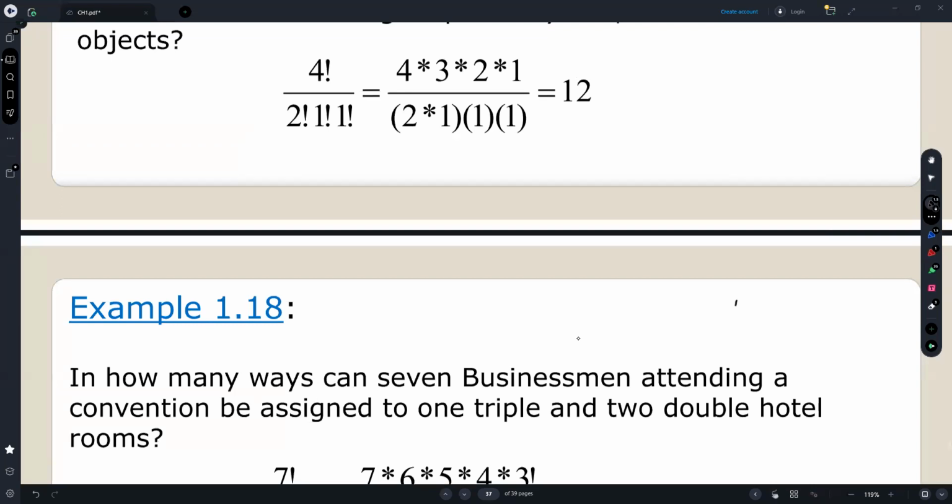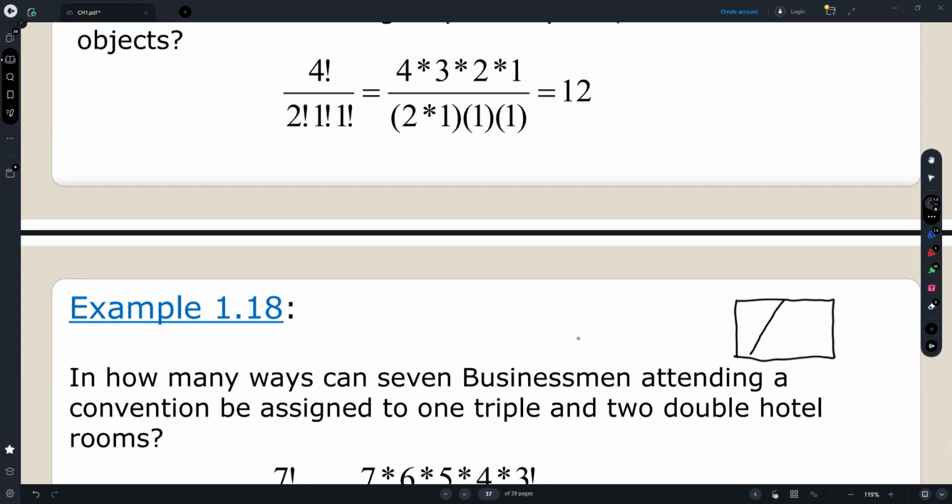So you have 7 businessmen. When you do bookings in hotels, they have different types of rooms, right? So in this hotel, you have triple rooms, which means 3 can be accommodated, and double rooms where 2 can be accommodated, right? So there's 1 triple room, 2 double.